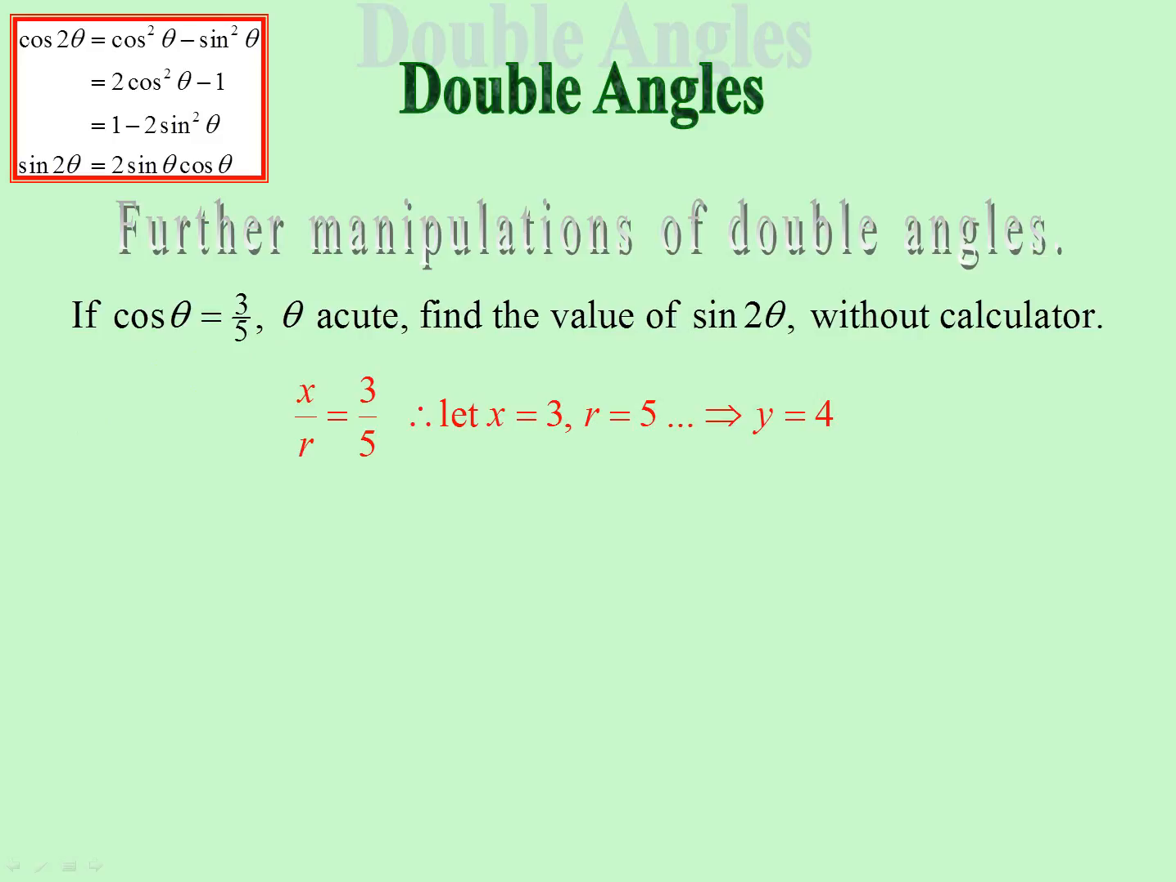Now we're going to find the value of sine 2 theta. So the first thing we'll do is expand sine 2 theta. Now it should be pretty straightforward from here. Y over r, x over r. There we are. 24 over 25.